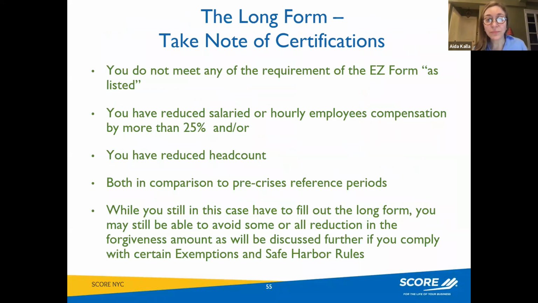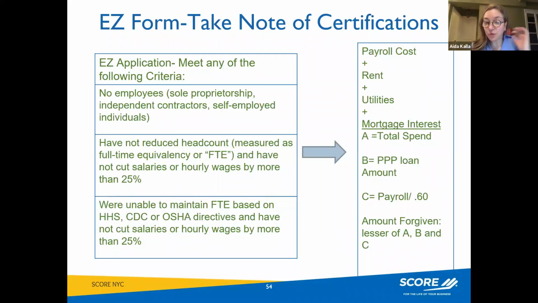Let's go back first for a minute to the previous slide. So it's your payroll cost, which we discussed, your rent, your utilities, and your mortgage interest. That's your total spend. Does that mean that's the amount? Not necessarily, because the way the forgiven amount works, it's the lesser of your total spend. You may have spent more than the PPP loan. So it's the lesser of that, the PPP amount, and then the payroll amount divided by 0.60. So we will be going through these concepts in examples, but this is really a very simple calculation as long as you understand the definitions and the categories.